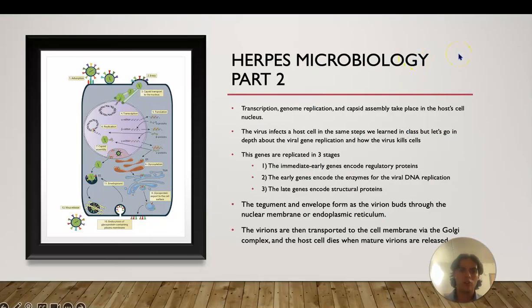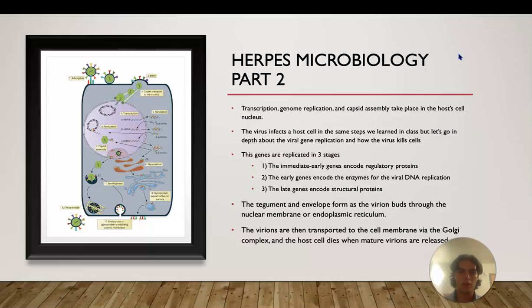Transcription, genome replication, and capsid assembly take place in the host cell nucleus. The virus infects the host cell with the same steps we learned in class. But let's go into depth about viral gene replication and how the virus kills the cell. The immediate early genes encode regulatory proteins. The early genes encode the enzymes for viral DNA replication, and the late genes encode structural proteins.